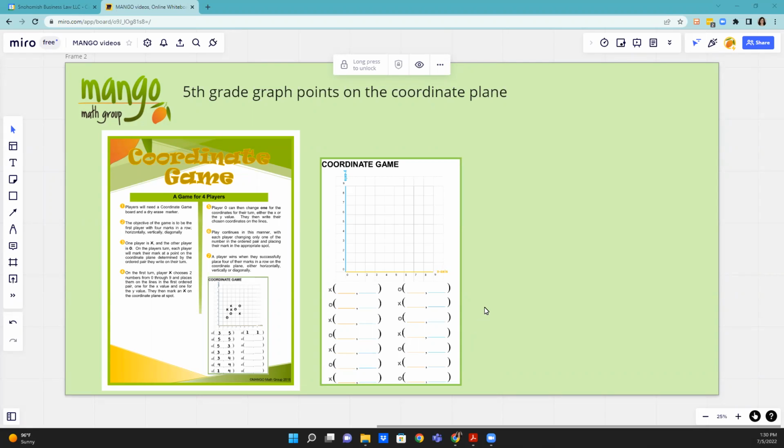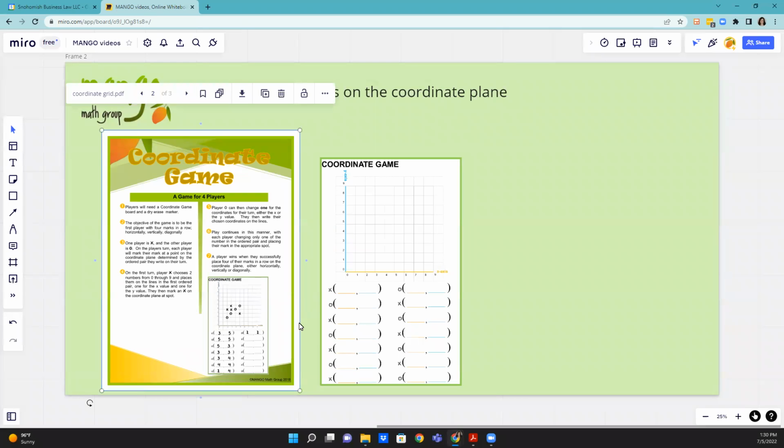This is a very fun game, very simple to do. It's a competition between two players, and there are two boards, so you can have four kids playing at one time. The directions are on the information sheet that's in your packet.